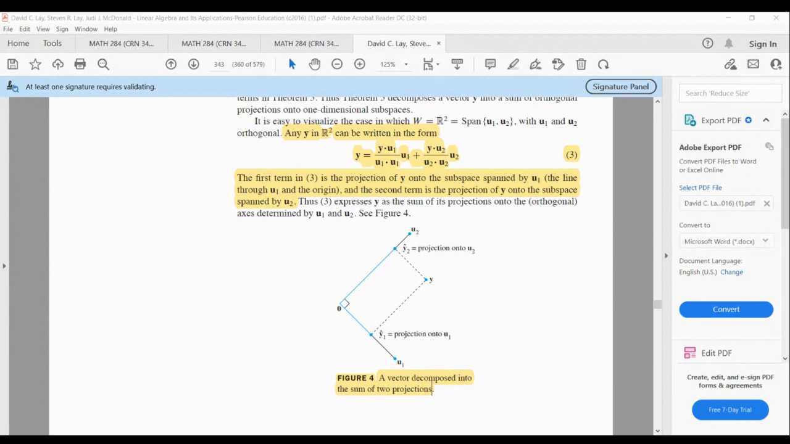Okay, I think it gives you a geometric feel for theorem 5. Theorem 5 says any vector y can be written as the sum of its projection vectors onto the different basis vectors, assuming the basis vectors are orthogonal. That's really what theorem 5 says. Okay, any questions on that? All right, very good.